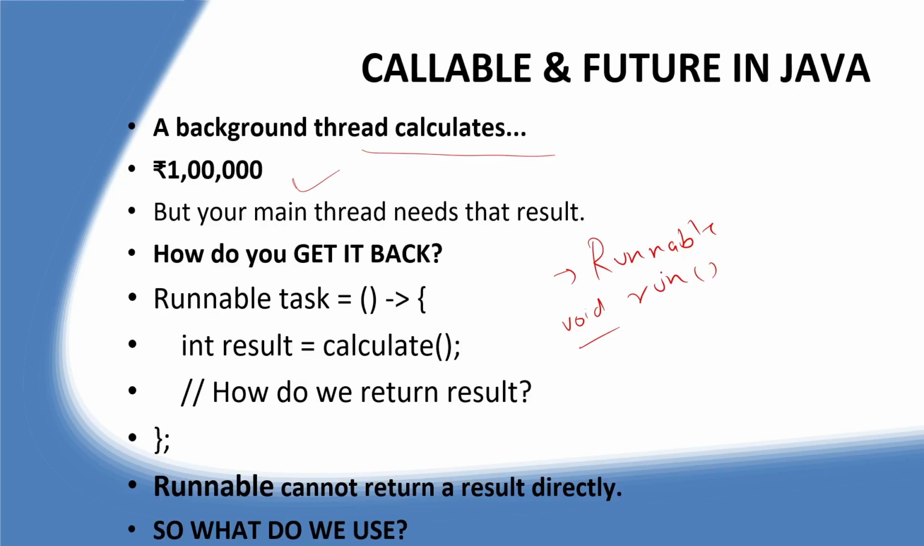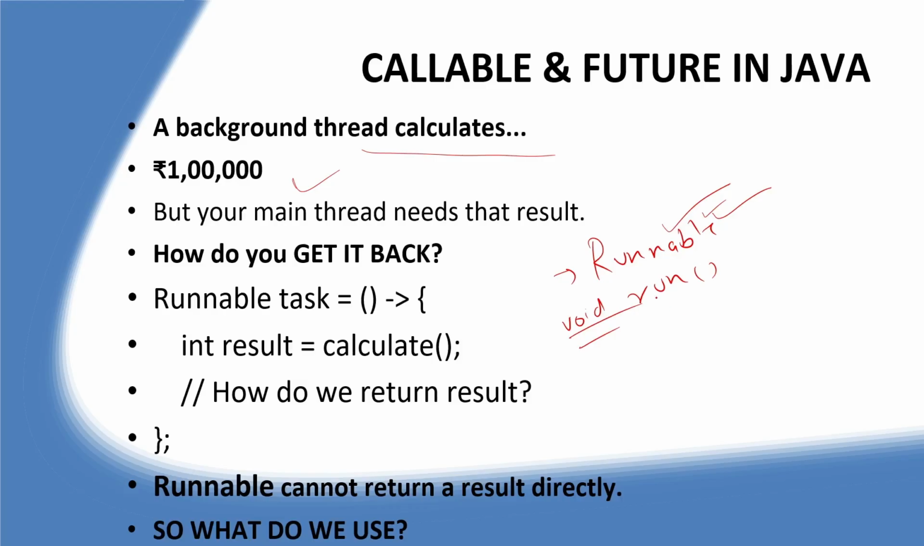Think like we are creating one task with the help of Runnable. And when the thread starts its execution, after completion of the execution of the task, we want to get the result, but with the help of Runnable, since its return type is void, we will not get a result. So this is one problem that is being solved by Callable and Future.